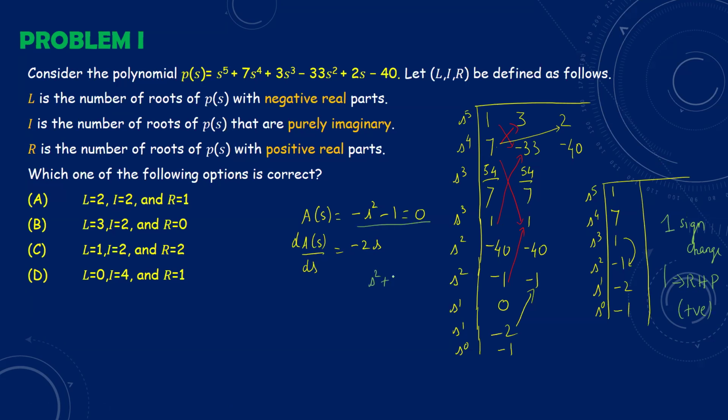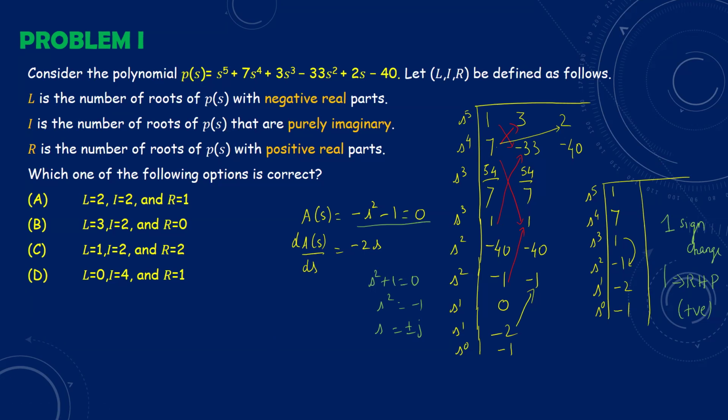S square plus 1 equal to 0, S square equal to minus 1, S equal to plus or minus j. So plus or minus j means it is lying on the imaginary axis. Two roots are lying on the imaginary axis. One root is lying on the right half of the S plane. And obviously, the other two roots are lying on the left half of the S plane.